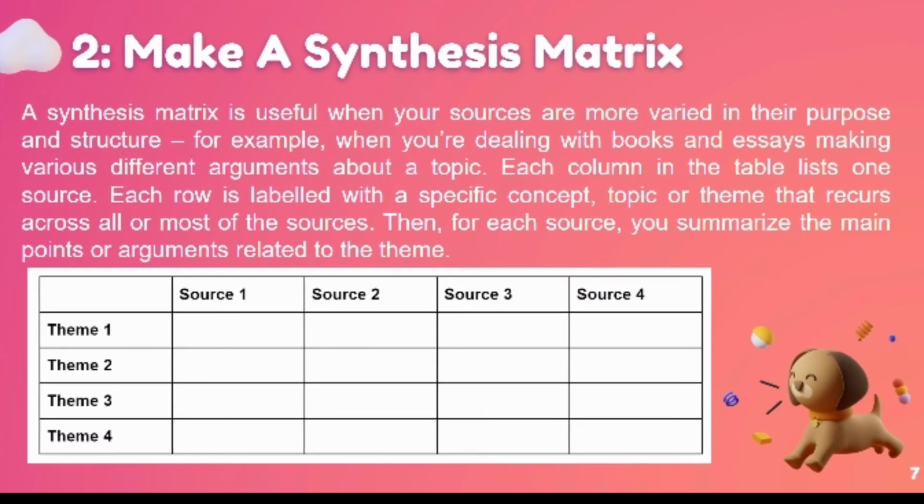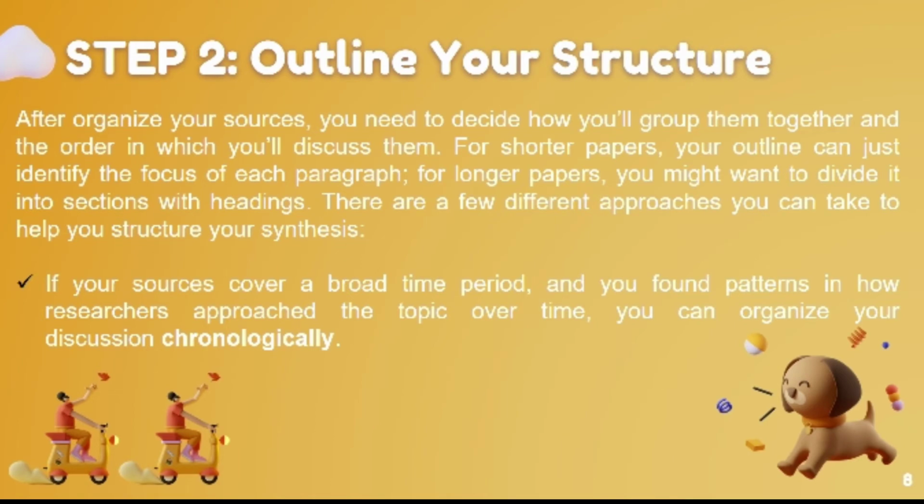The second is to make a synthesis matrix. A synthesis matrix is useful when your sources are more varied in their purpose and structure, for example, when you are dealing with books and essays making various different arguments about a topic. Each column in the table lists one source. Each row is labeled with a specific concept, topic, or theme that recurs across all or most of the sources. Then for each source, you summarize the main points or argument related to the theme. Step 2. Outline your structure.